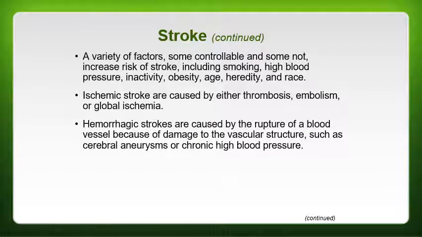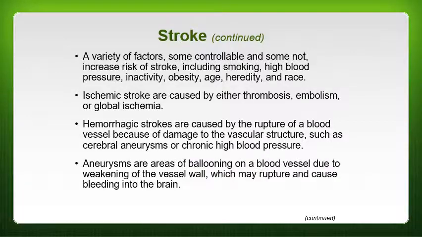Hemorrhagic strokes are caused by a rupture of a blood vessel because of damage to the vascular structure. Things like cerebral aneurysms and chronically high blood pressure. If you're not aware of what an aneurysm is, it's when you get weakness in a blood vessel. So what will actually happen is the blood vessel has kind of like a weak spot in it. What will happen is it'll kind of balloon out, and that'll eventually rupture and cause bleeding into the brain.